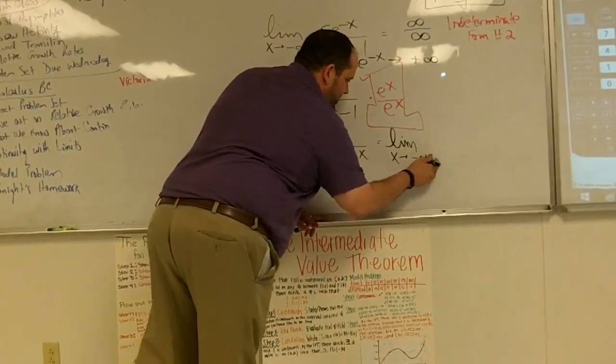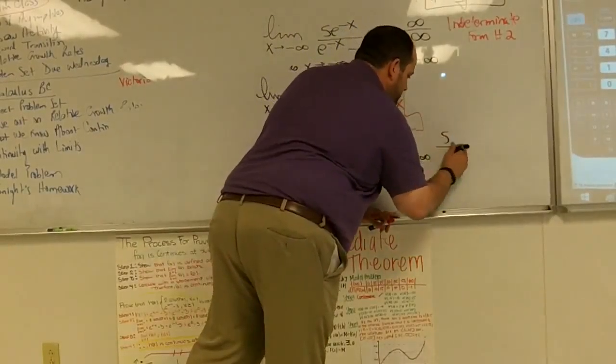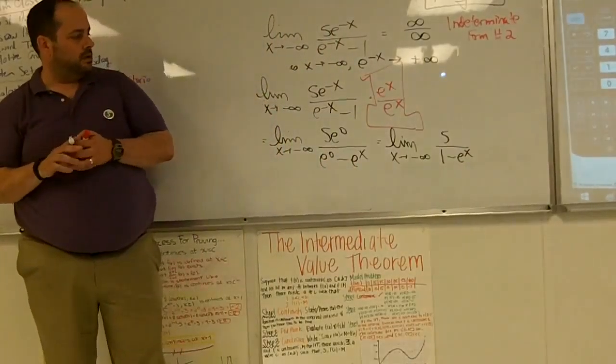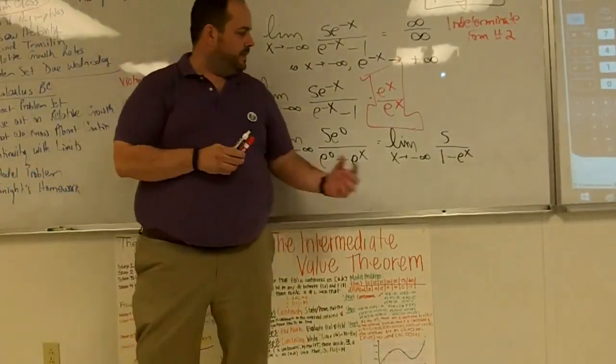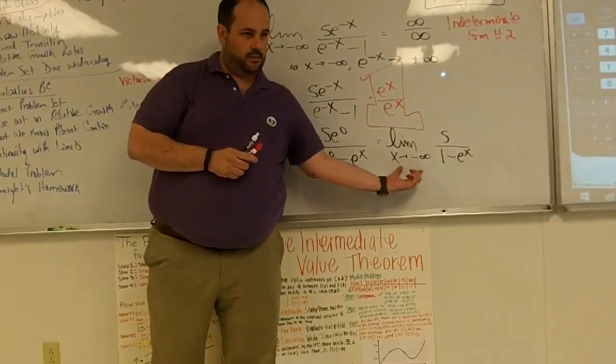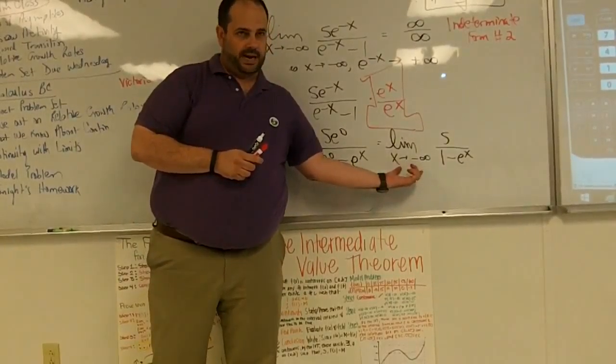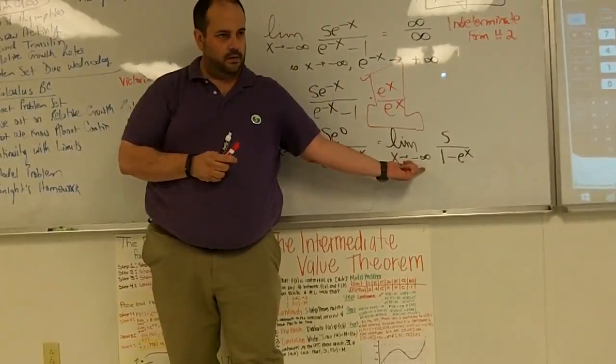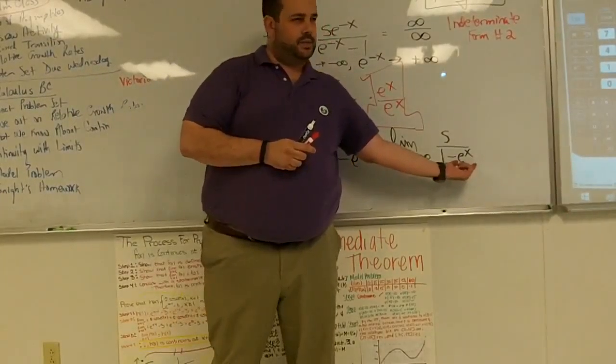If I find the limit as x approaches negative infinity of 5 over 1 minus e to the x, let x approach negative infinity. Think about it before you say anything. X approaches negative infinity. The graph of e to the x, what's that doing?